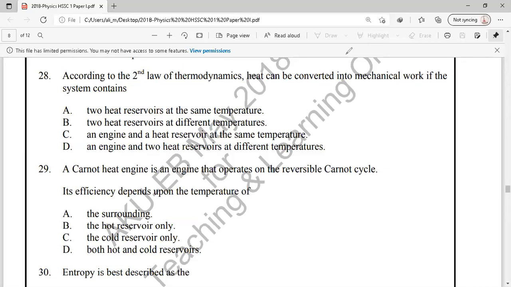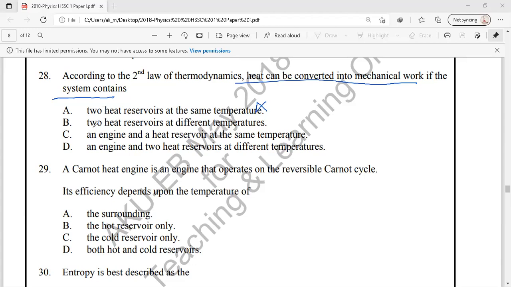Then we have question number 28. According to the second law of thermodynamics, heat can be converted into mechanical work if the system contains two heat reservoirs at the same temperature. This is incorrect because heat cannot travel between two points or two reservoirs at the same temperature, because one of the meanings of the second law of thermodynamics is that it describes the direction of flow of heat, that it always flows from the hot body to the cold body. So this option is incorrect.